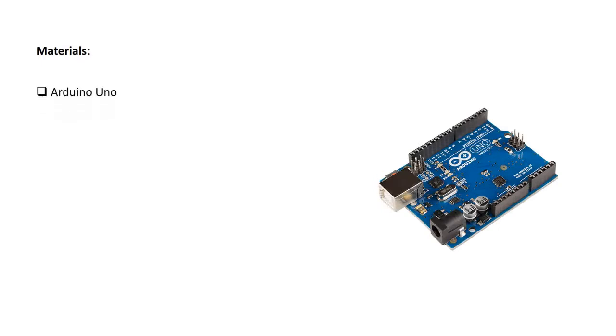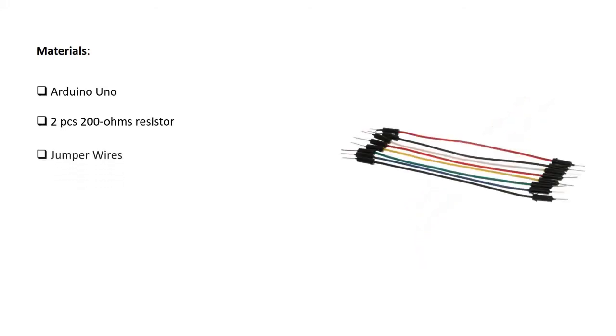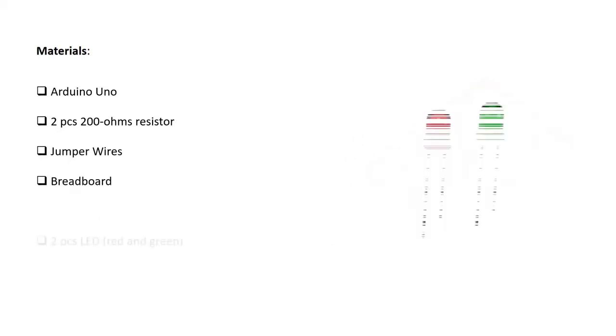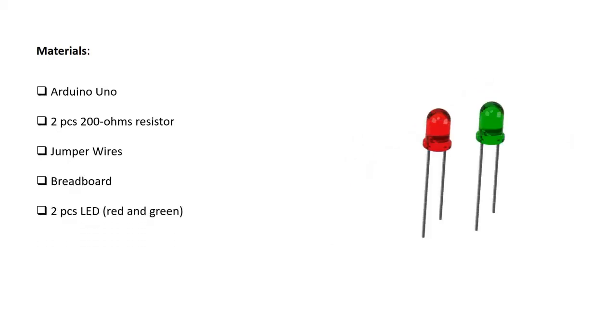And these are the materials that we need. First is the Arduino Uno, 2 pieces 200 ohms resistor, jumper wires, a breadboard, and 2 pieces LED which we have red and green color.